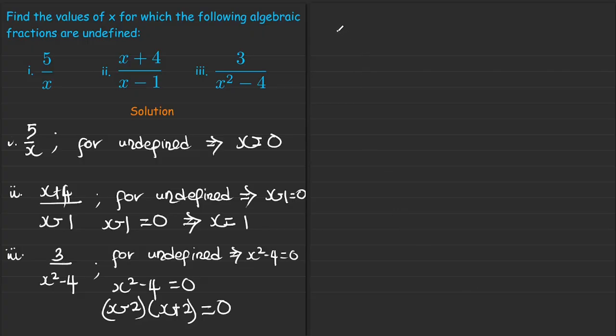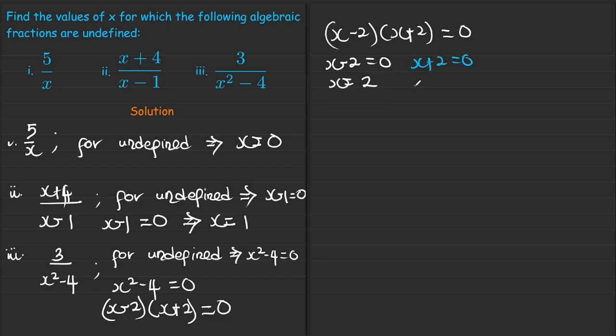Solving further, you have to equate each bracket to 0. So equating the first bracket to 0, you have x minus 2 being equal to 0. Hence, x is equal to 2. For the second bracket, we have x plus 2 being equal to 0. Hence, x equals negative 2. It simply implies that the values of x that makes this function undefined is either x equals 2 or x equals negative 2.